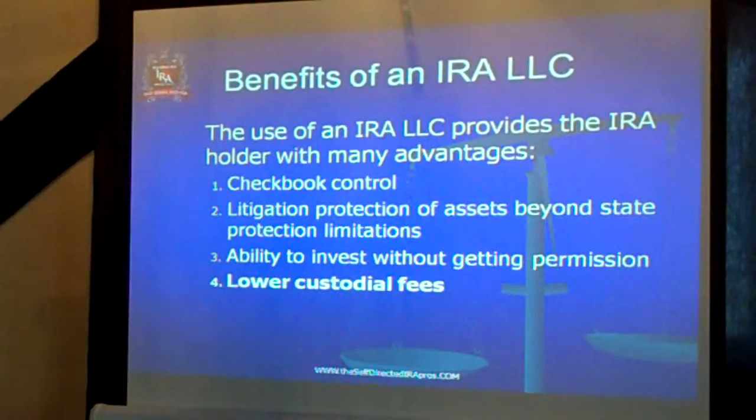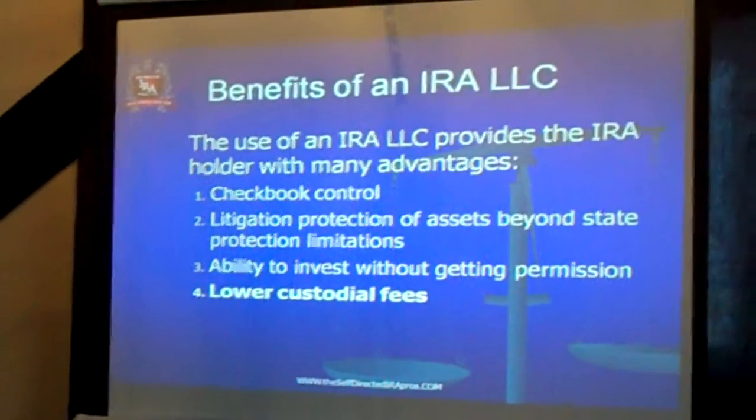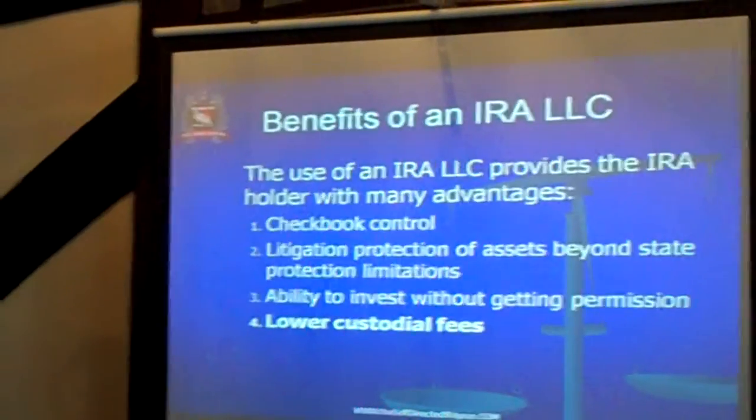Litigation protection. The IRA LLC will provide an additional layer of asset protection, and because the assets are ultimately owned by your IRA, they're outside of the scope of credit or lawsuits. And the ability to invest without getting permission from your custodian, because if you go directly through the self-directed custodian, they have to approve each transaction, each deal. And then lower custodial fees.